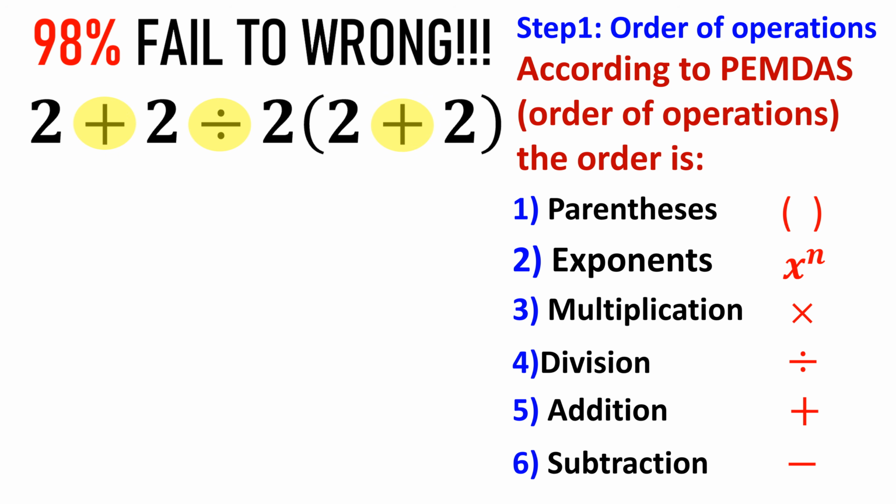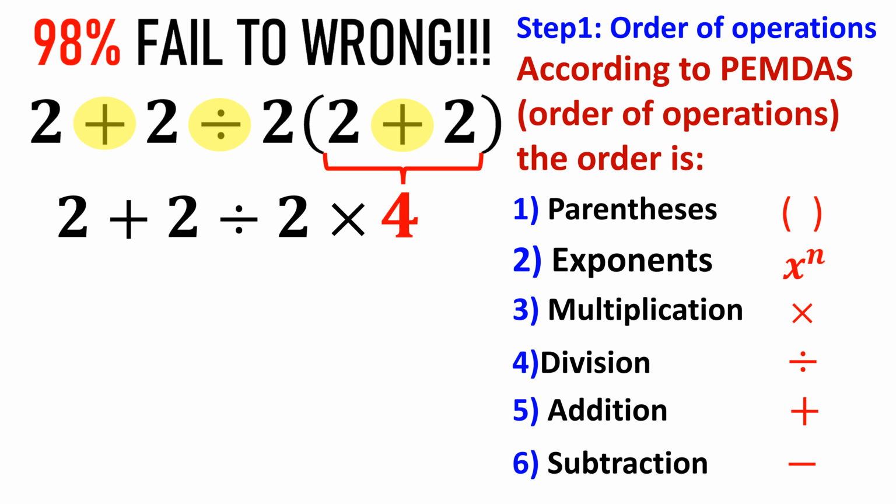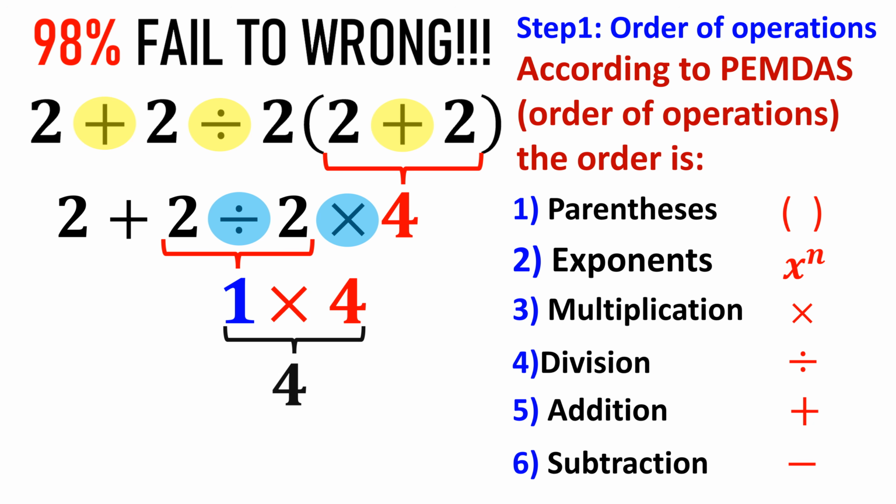Now let's solve the question precisely and according to PEMDAS. Our expression is 2 + 2 ÷ 2 × (2 + 2). According to the PEMDAS rule, we must first solve inside the parentheses. 2 + 2 equals 4, and the expression becomes 2 + 2 ÷ 2 × 4. Now it's the turn of multiplication and division, which we do from left to right. 2 divided by 2 equals 1, and 1 times 4 equals 4, and finally 2 + 4 equals 6.